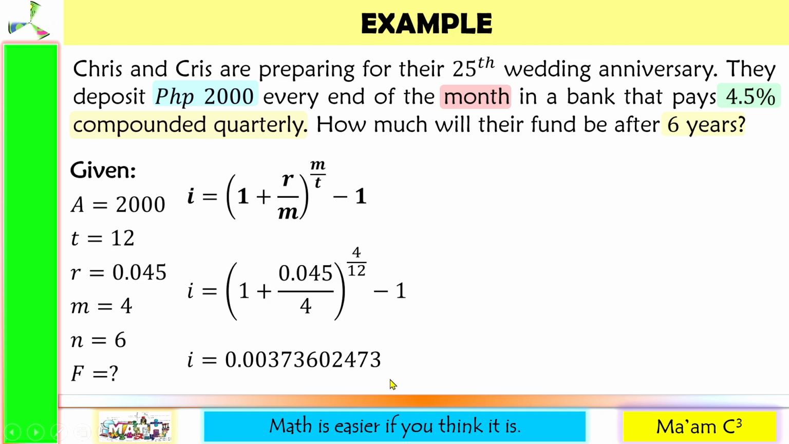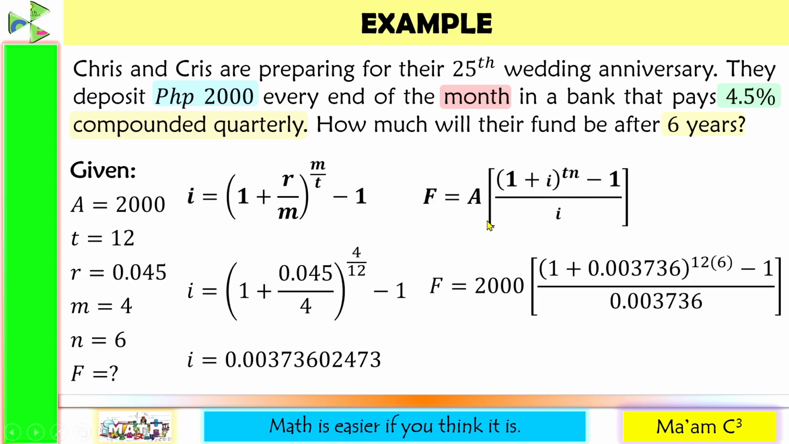Now let us solve for the future value. Let us recall the formula. A is 2,000, and then we have the value of I, this one, and then our T is the frequency of payments, which is 12, and then our N is the number of years paying, that is 6, minus 1 divided by, again, the value of I.